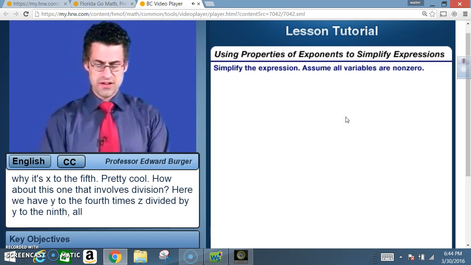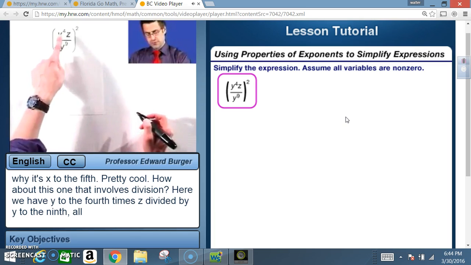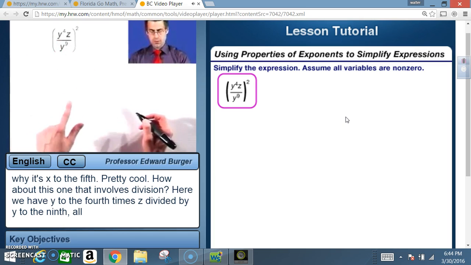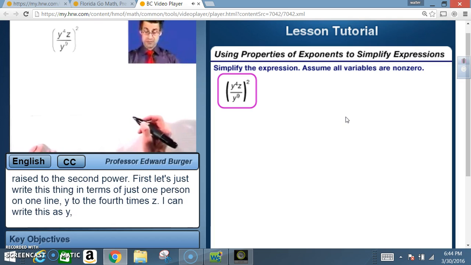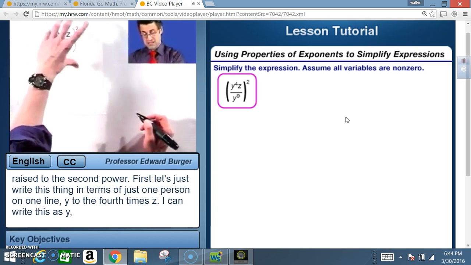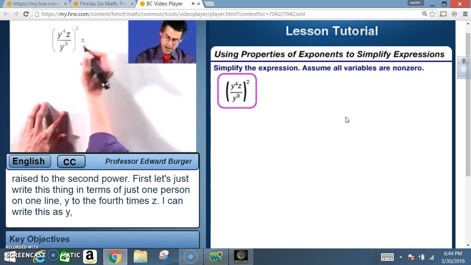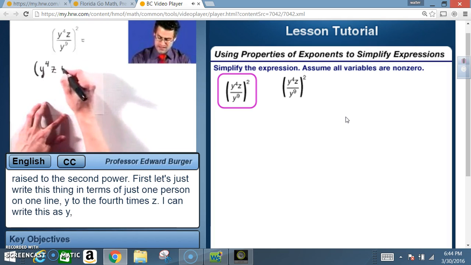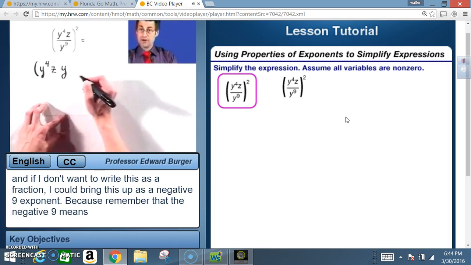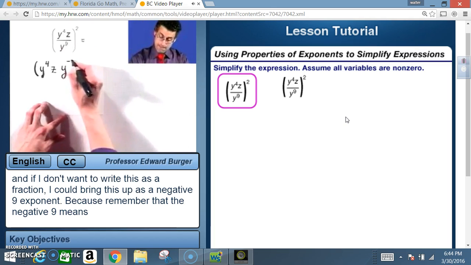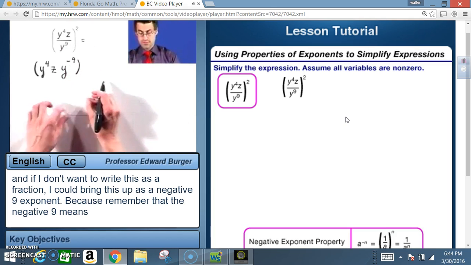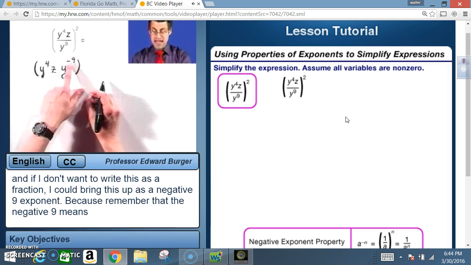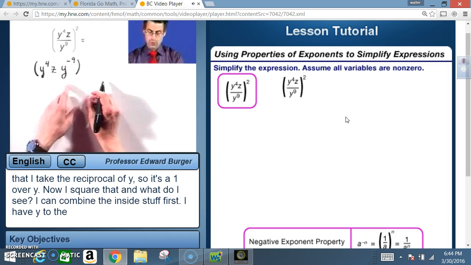How about this one that involves division? Here we have y to the 4th times z divided by y to the 9th, all raised to the 2nd power. First, let's just write this thing in terms of just one line, y to the 4th times z, and if I don't want to write a fraction, I could bring this up as a negative 9 exponent. Because remember that the negative 9 means that I take the reciprocal of y, so it's a 1 over y.